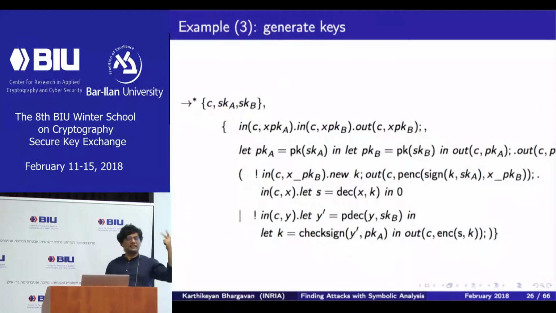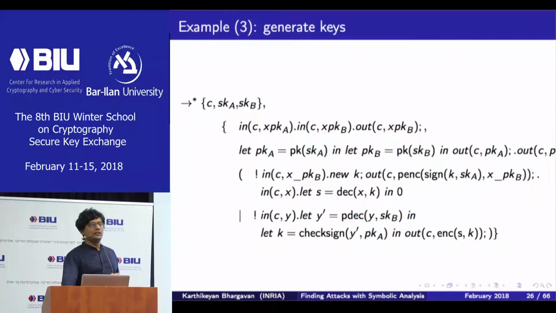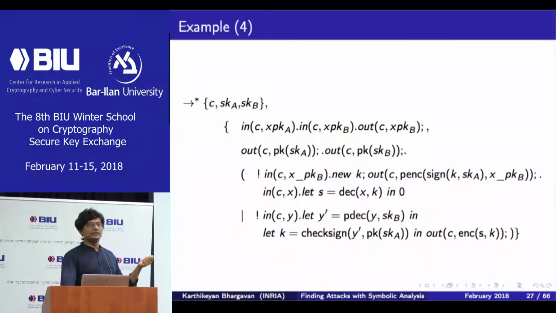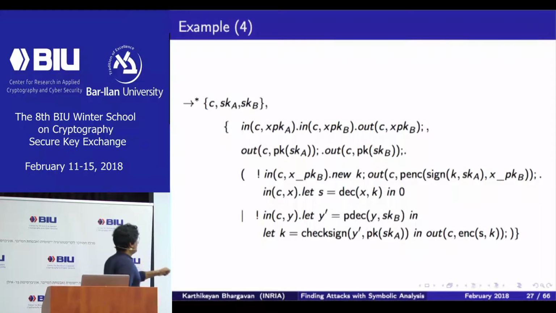I have C, there's SKA and SKB. Okay, now I have to compute the public keys corresponding to SKA and SKB. And I can do that, and I can inline them into the rest of the code. So now I have, this guy is going to output on the channel C the public key of SKA, and then output on the channel C the public key of SKB.